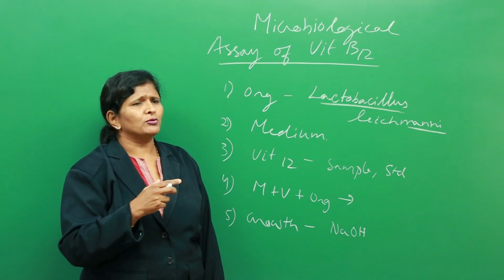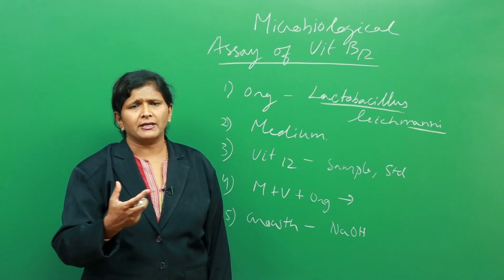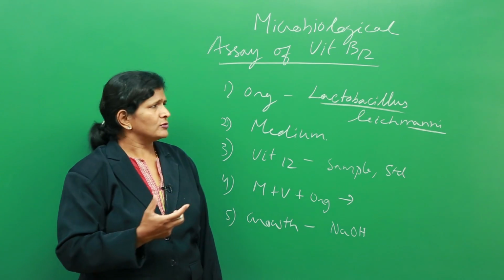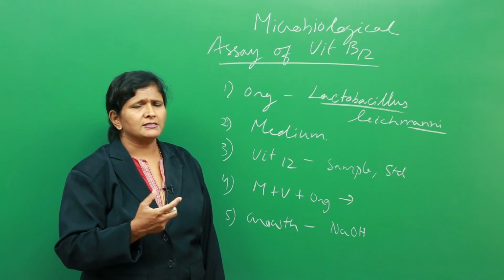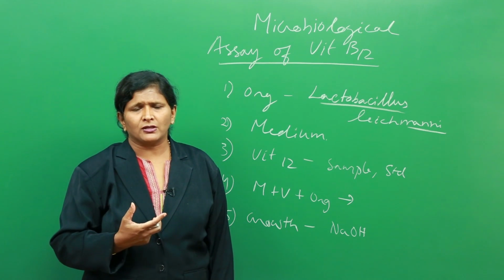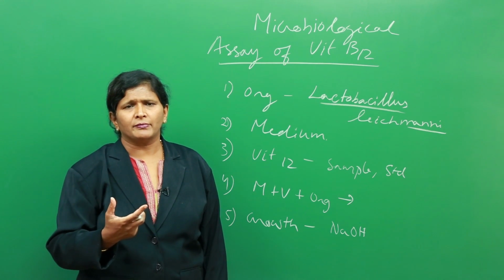So similarly we can do the assay for other enhancing agents. Inhibiting agents are separate and enhancing agents are separate. So cyanocobalamin can be assayed by this method using Lactobacillus. By measuring the microbiological growth, we can assay it and compare it with the standard and determine its potency.